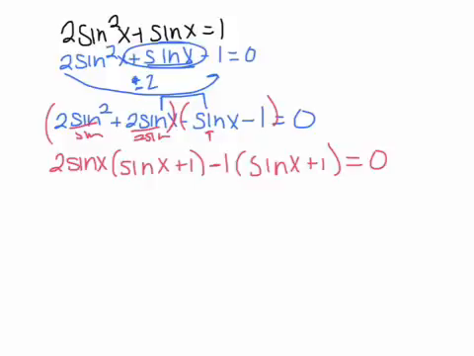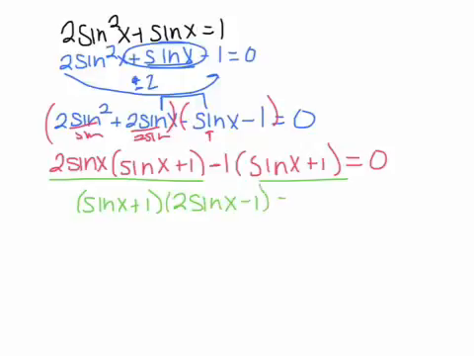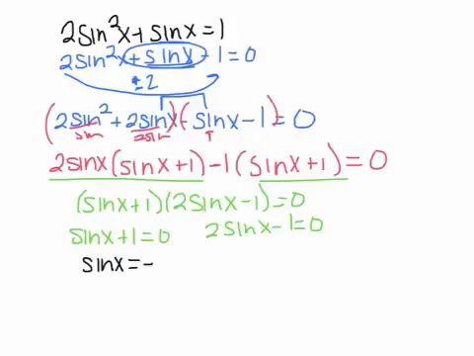Next step, in common of those two factors, because now I have a factor here and a factor here, I have a sine x plus 1. Left over, I have a 2 sine x minus 1. So I'm going to set each one of those terms equal to 0 and solve. This first one, I get the sine of x equals negative 1. 2 sine x equals 1, therefore the sine of x equals 1/2.